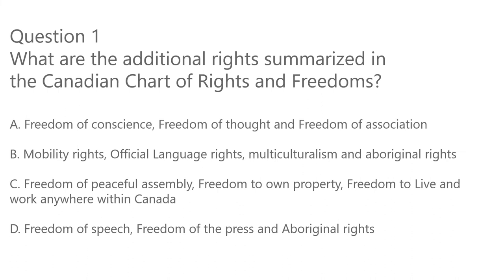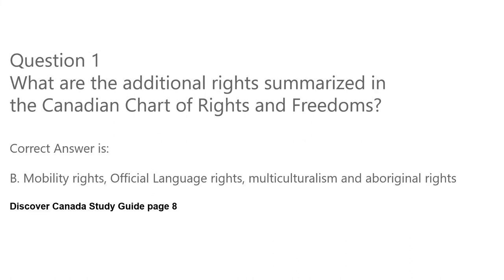Question 1. What are the additional rights summarized in the Canadian Charter of Rights and Freedoms? A. Freedom of conscience, freedom of thought, and freedom of association. B. Mobility rights, official language rights, multiculturalism, and Aboriginal rights. C. Freedom of peaceful assembly, freedom to own property, freedom to live and work anywhere within Canada. D. Freedom of speech, freedom of the press, and Aboriginal rights. Correct answer is B. Mobility rights, official language rights, multiculturalism, and Aboriginal rights. Discover Canada Study Guide, page 8.